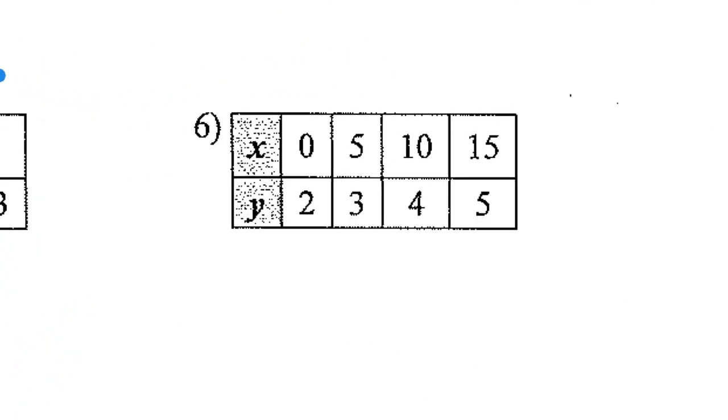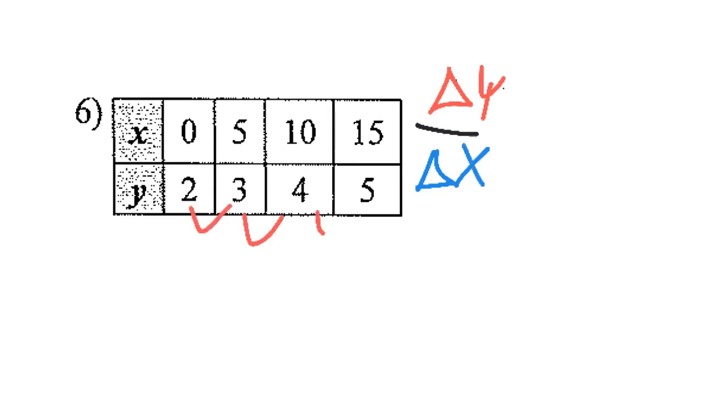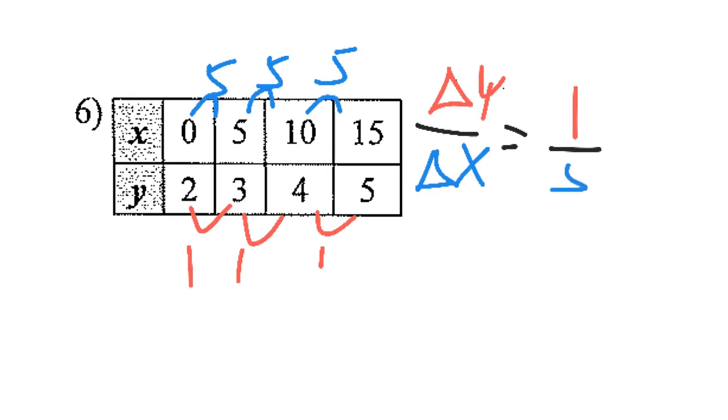For number 6, same thing. I'm going to write it out one more time. Change of y, my handwriting looks almost better on this, over change of x. Look at my y's first. Each one of those goes up by 1, so my change of y is 1. Get my equal sign in there. Now my x's are all going up by 5. So my change of x is 5.